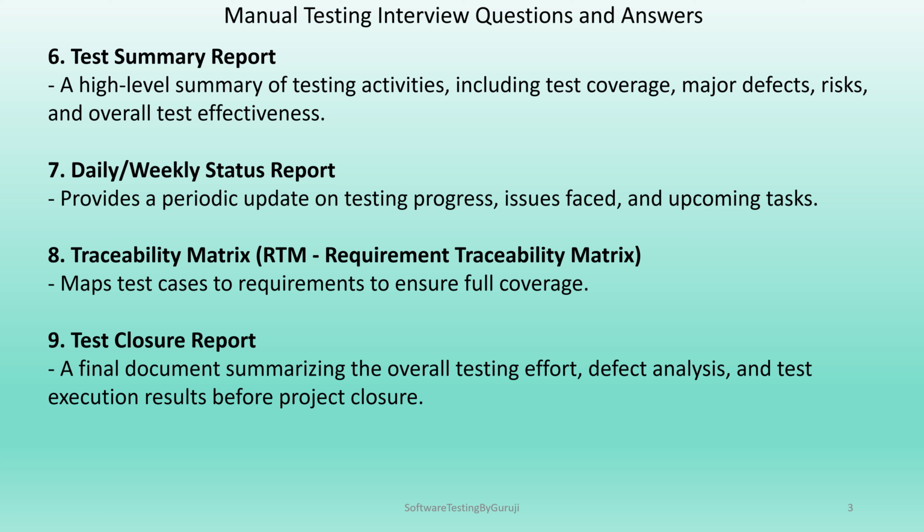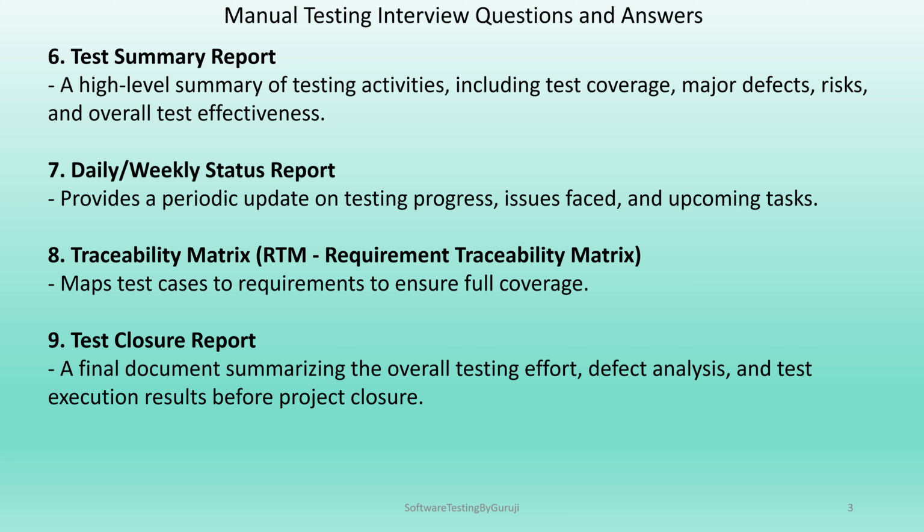test effectiveness. Seventh, daily or weekly status report. Provide a periodic update on testing progress, issues, and upcoming tasks. Eighth, traceability matrix. Also we call it the requirement traceability matrix. It maps test cases to requirements to ensure full coverage. Ninth is test closure report, a final document summarizing the overall testing efforts, defect analysis, and test execution results before project closure. So all these documents we are preparing while performing manual testing.